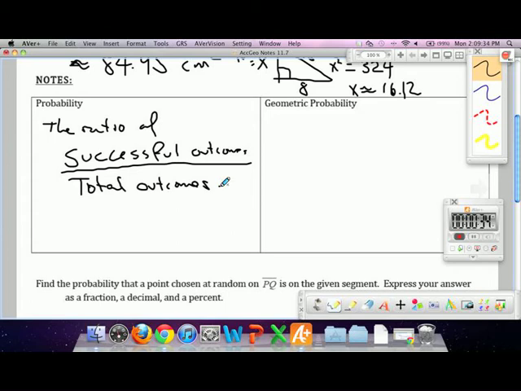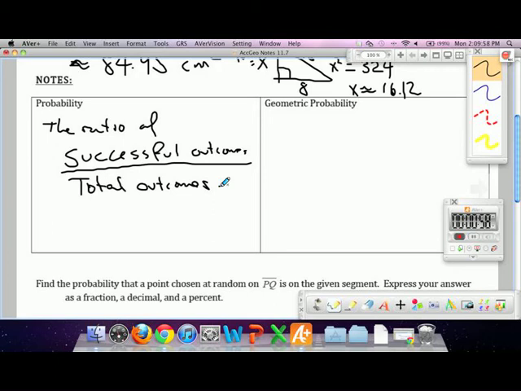So for example, a successful outcome when I roll a die would change depending on what I want to come up. In the case of the homework roll, a successful outcome might be rolling a 5. I want to roll a 5. So what's the probability of rolling a 5? 1 out of 6. There's 6 total faces on the die, and there's only 1 five.